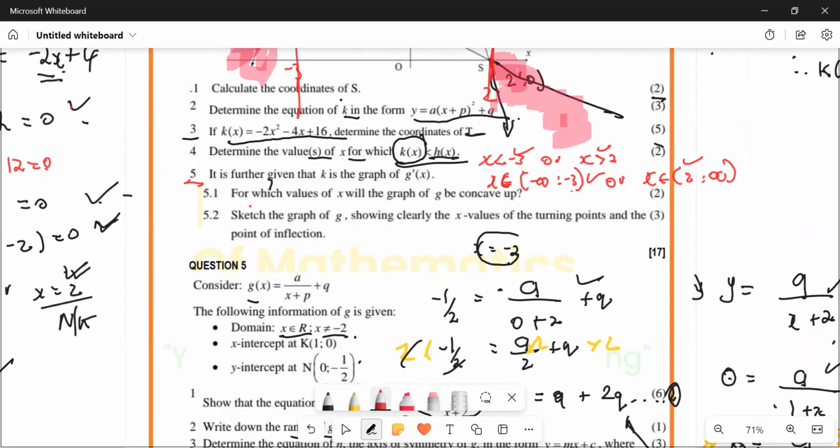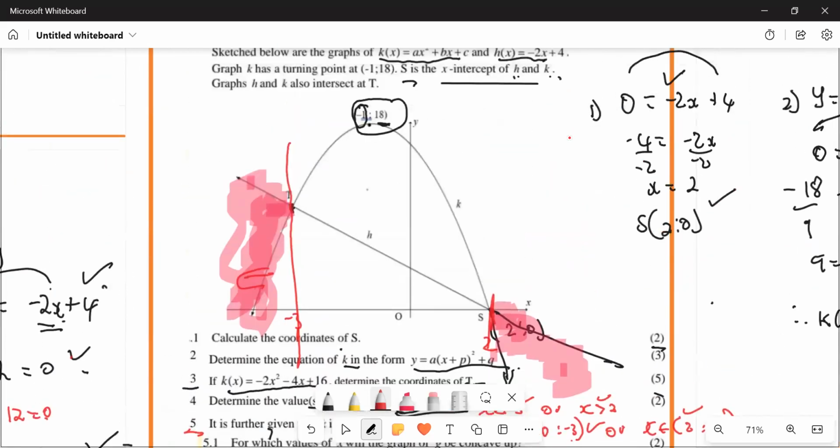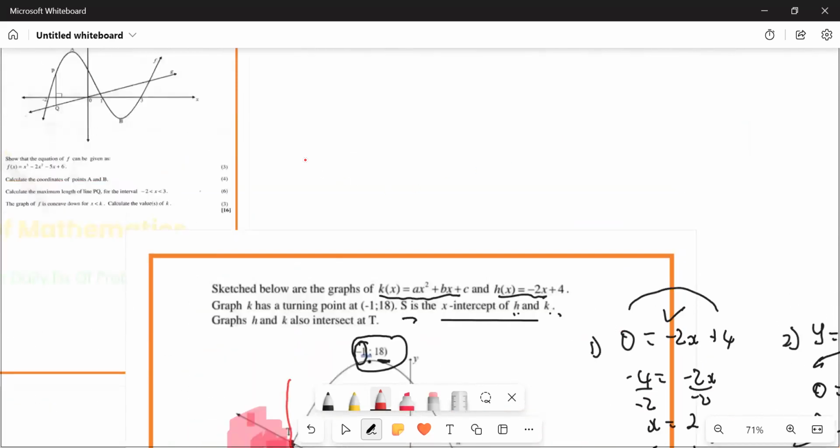Question 5. 5.1. It is further given that k is a graph of g prime of x. So in other words, this graph is g prime of x, meaning there was g of x. For which values of x is this thing going to be concave up? What are the values of x for which this is going to be concave up?